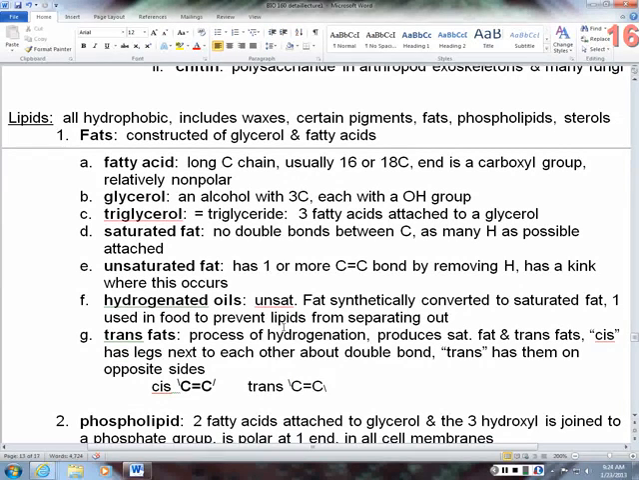So one of the things that has happened is we've figured out ways to hydrogenate oils. You take an unsaturated fat and synthetically convert it to a saturated fat. And one of the things they found with doing this is that you could make these weird little fats that don't separate out of food.